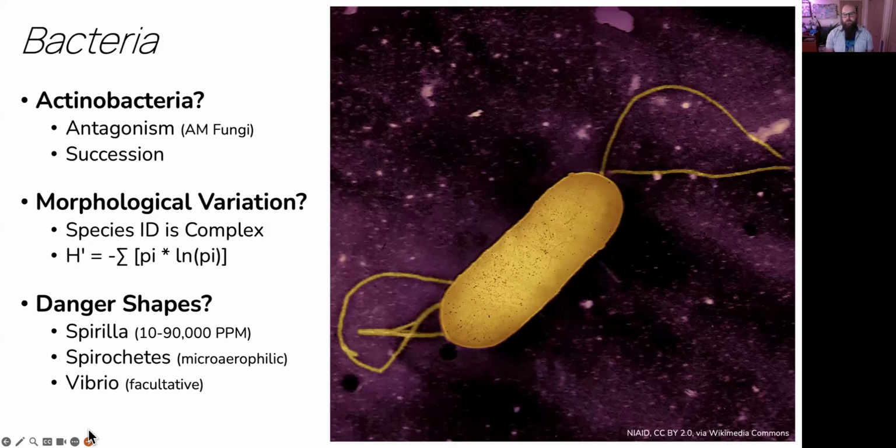Experts might be able to tell you exactly what species of nematodes you're looking at because they've trained for years to notice all the features. But I think variation in the shapes is going to be the closest metric we could get. And then there are certain shapes that I don't like to see in my compost: spirilla, spirochetes, vibrio.